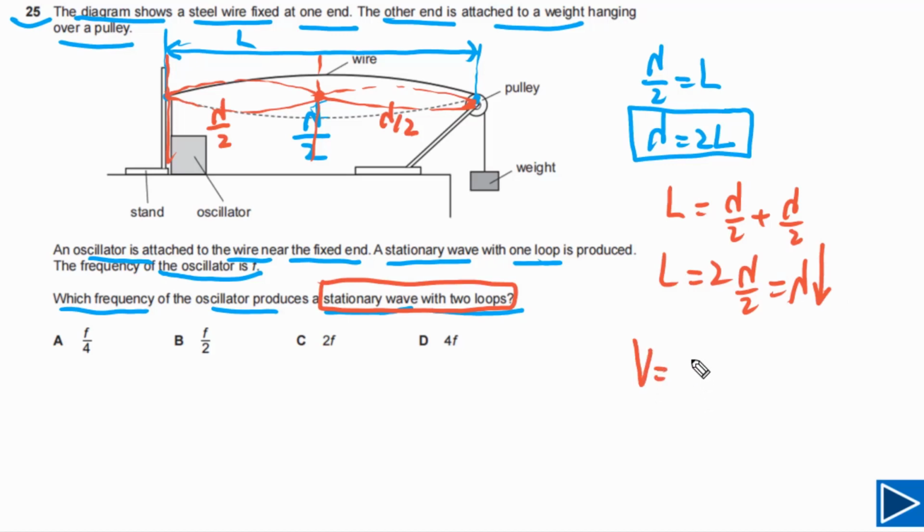Now V is equal to f lambda. If lambda becomes half, it decreases to half, so the frequency has to increase by 2. So the frequency has to be double. So that's the reason the answer is C. Lambda becomes half, frequency increases to double, 2 times.